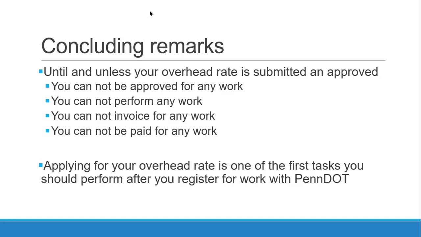And the final thought is that if you choose to go down this route of a FAR compliant overhead rate, your first submittal to PennDOT may not be approved. There may be things missing or forms filled out incorrectly. And what will happen is PennDOT will inform you that additional information is needed, and they will specifically identify what information you need to upload. And hopefully between their comments and your supplemental information, your overhead rate will be approved in a timely manner.